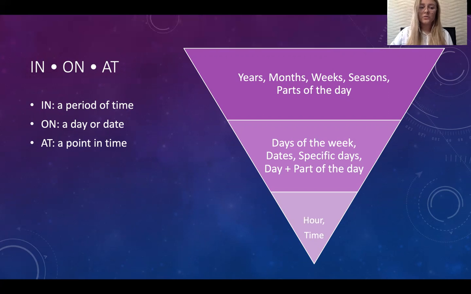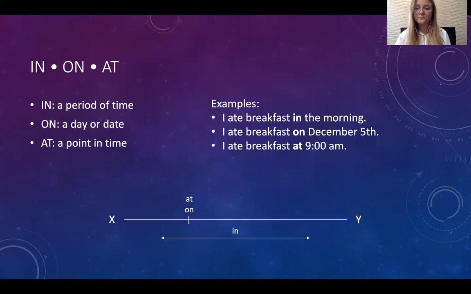Okay, and we can use at to describe hours, like 8 a.m. or 4 p.m., and time, such as midnight, lunch, or at the moment. Okay, so notice how these examples get more specific as we go down our triangle. Depending on how exact you want to be with your description of time, that will change which preposition of time you use. So here are some other examples.